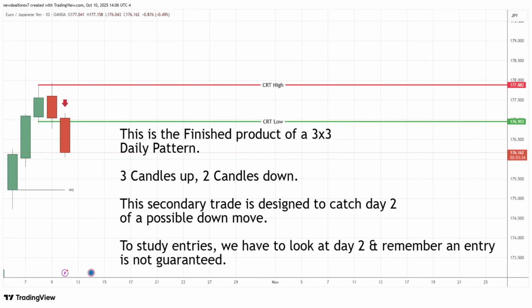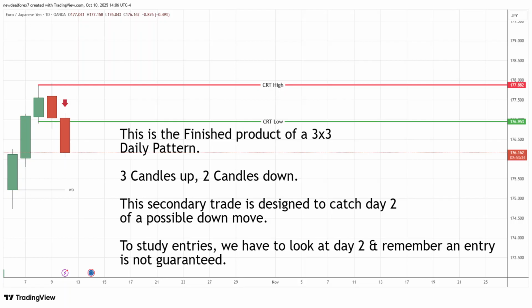Let's talk about the 3x3 continuation trade. Now, what is that? On the daily chart, you're going to see sometimes where you'll get 1, 2, 3, and then this candle here gives the high and then closes. But would you believe that you could also trade this candle right here? Okay. This is the finished product for a complete 3x3 daily pattern where you just have 3 candles up, 2 candles down. Okay. The goal of this trading setup is to catch a continuation from this high, right?